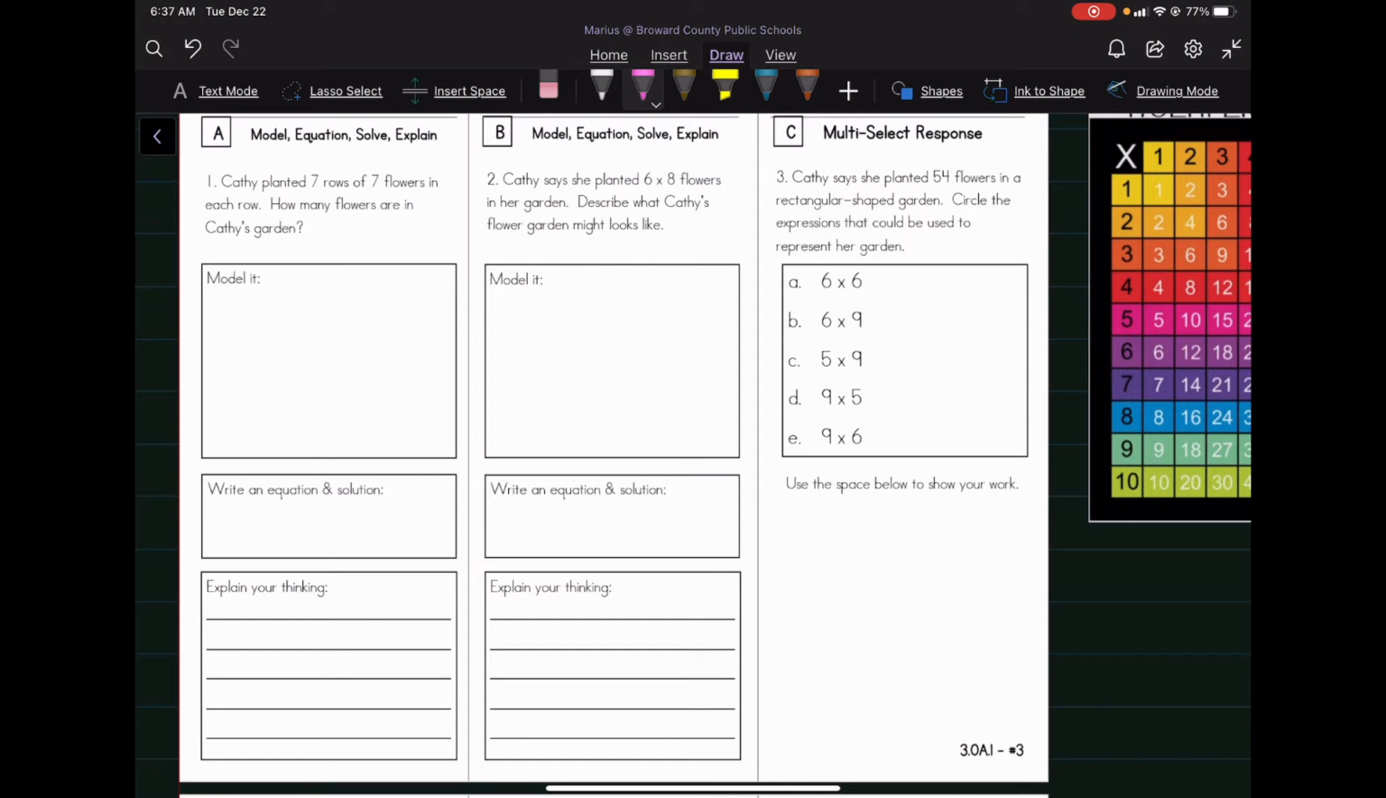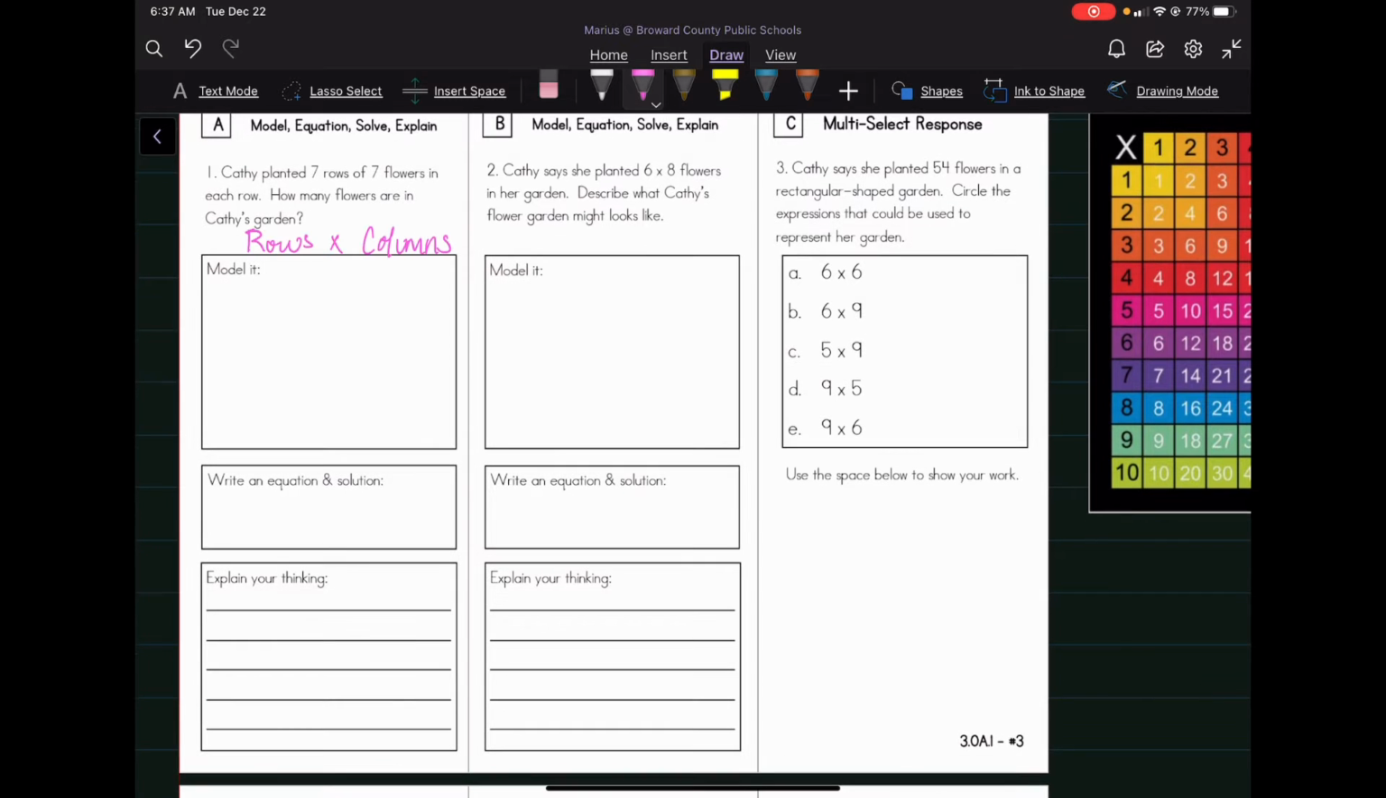It says Kathy planted 7 rows of 7 flowers in each row. How many flowers are in Kathy's garden? So this one we have rows and the number of flowers in each row. So this is a rows by columns. Now, there are gonna be 7 rows and 7 flowers in each row.